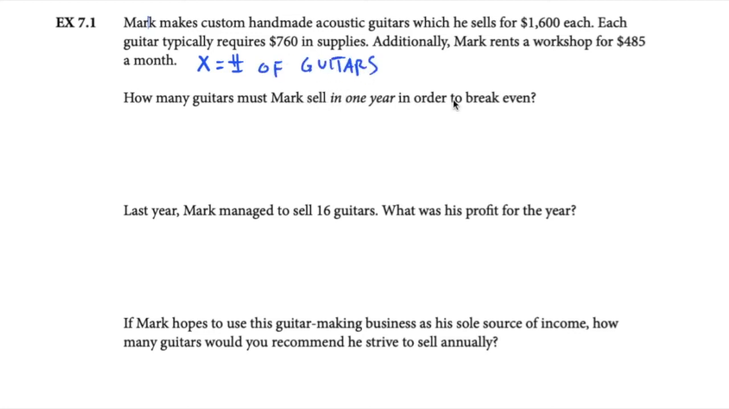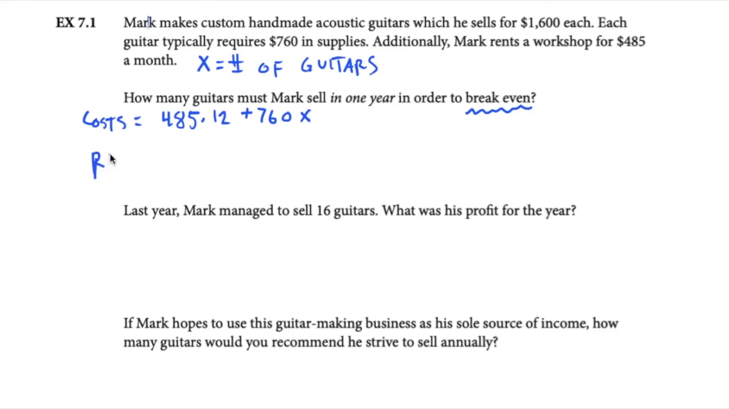When we think about breaking even, we're just trying to get to the point where his revenue, the money he brings in, equals or balances out his costs. Let me set up a couple of expressions for each of those. Let's talk first about his costs. We know that he's going to pay $485 each month for rent. Since that's a monthly value, I'll multiply that by 12. In addition, he pays $760 for each of the guitars that he makes, so I'll take that 760 multiplied by the number of guitars. If I add those two together, that should give me the total costs that Mark has to pay out.